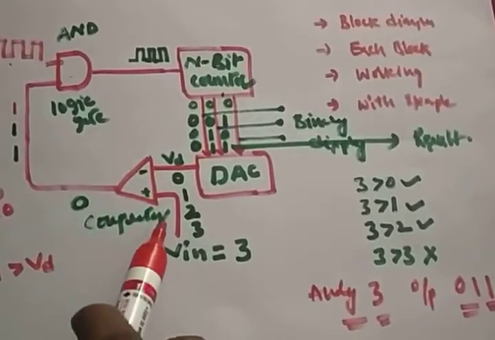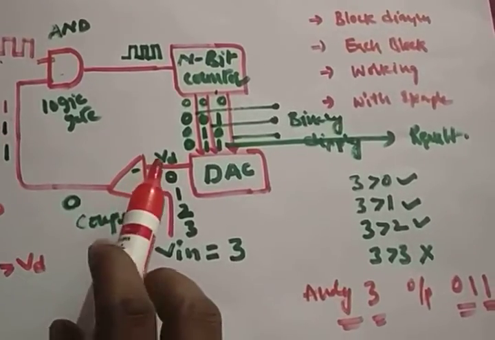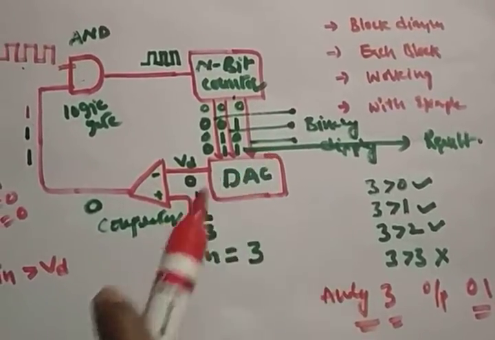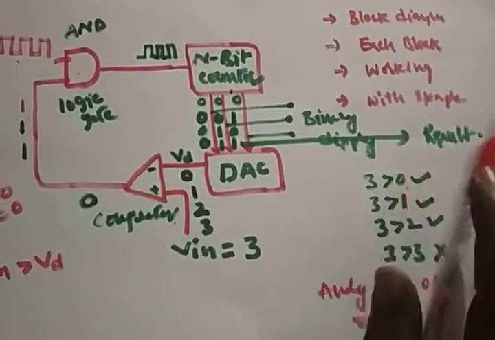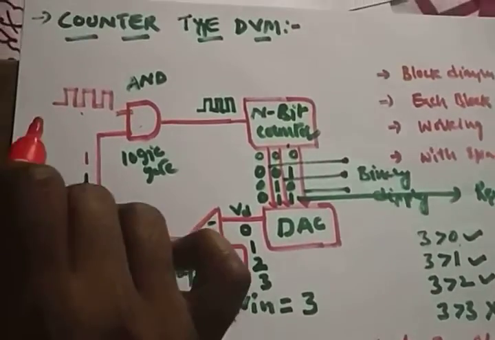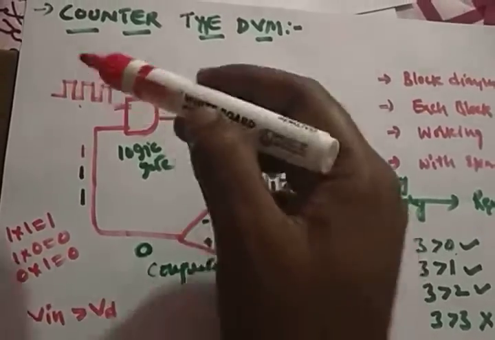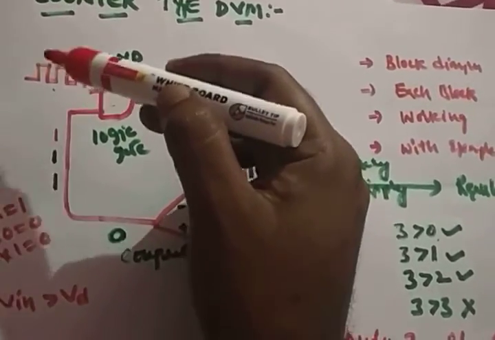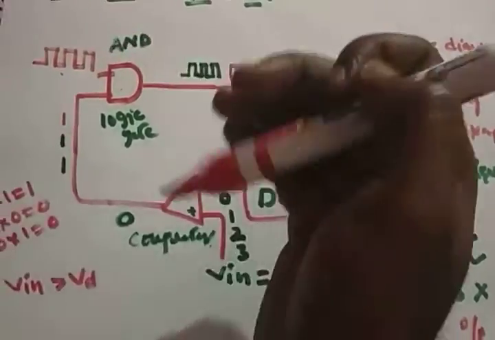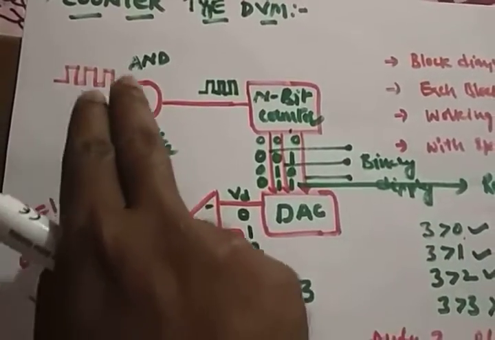So the comparator will check whether Vin is greater than VD or not. Yes, definitely 3 is greater than 0. Is it right? So definitely the set signal will be sent to the AND gate. One input of the AND gate is clock pulses. Clock pulses are always high. Both inputs are high. Definitely the AND gate will work and generate the clock pulse.